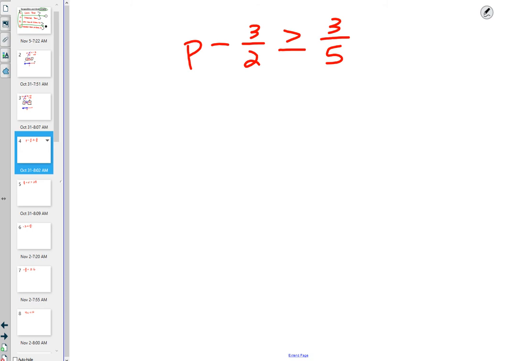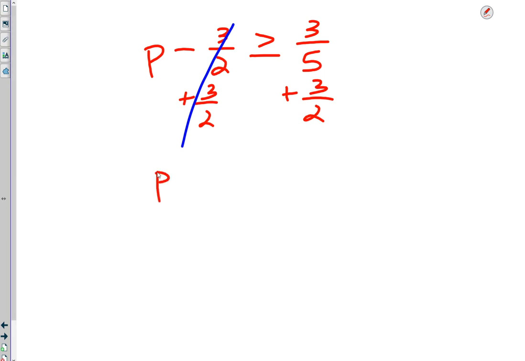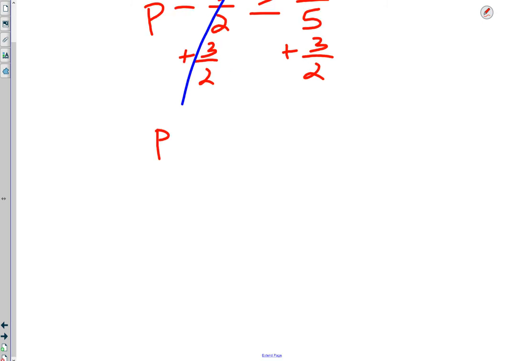No, she said minus 3/2. Oh, yeah, you gotta add 3/2. Wait, see, my description's better. So, yeah, just treat it like an equation. So P's by itself. Why you stop? This thing is acting weird today, and I don't like it.